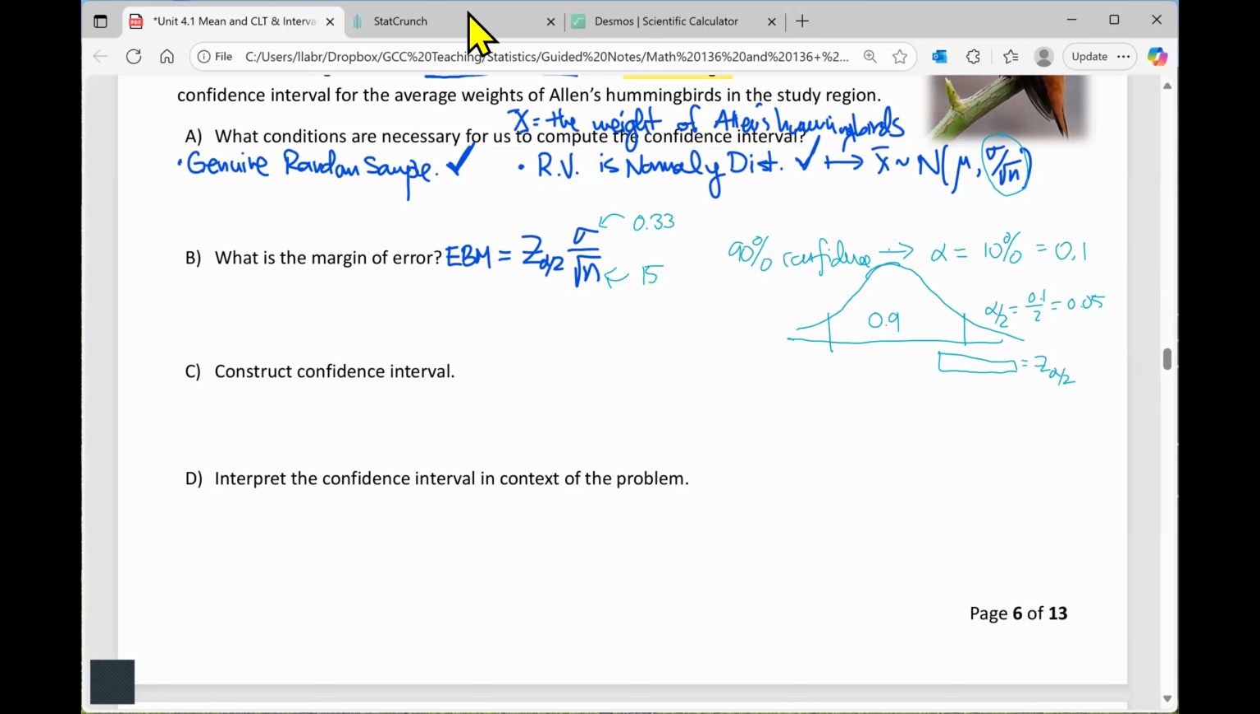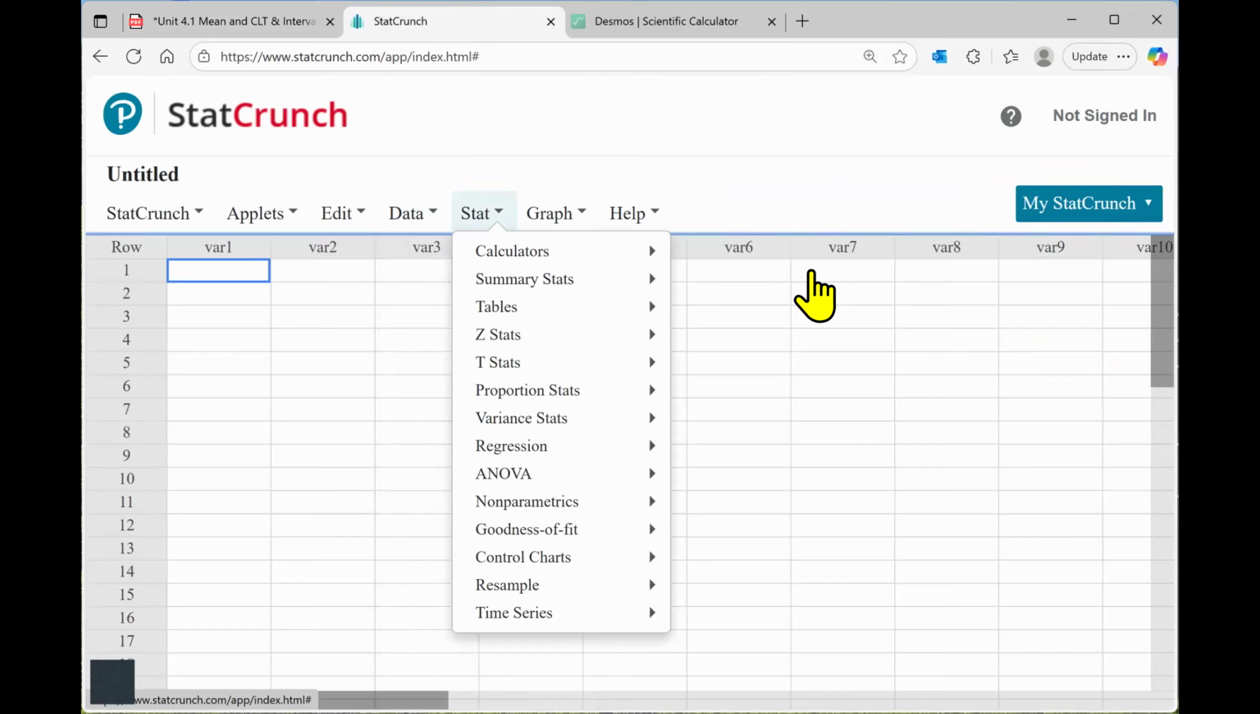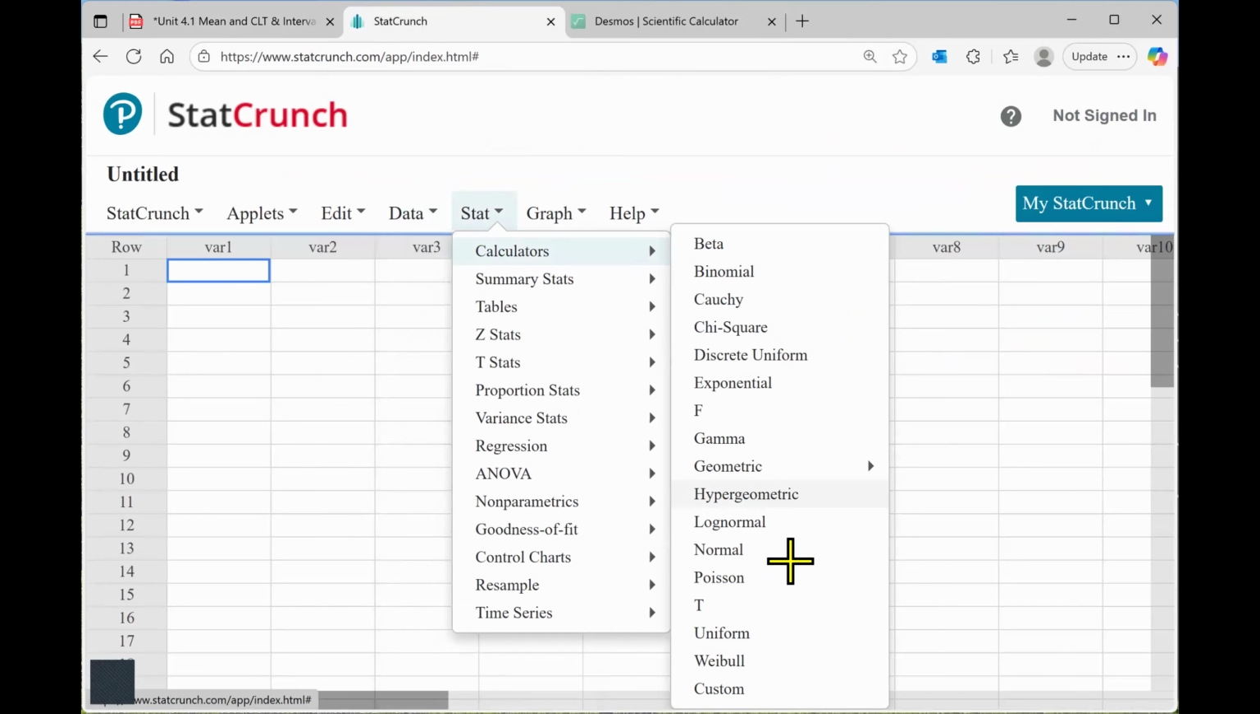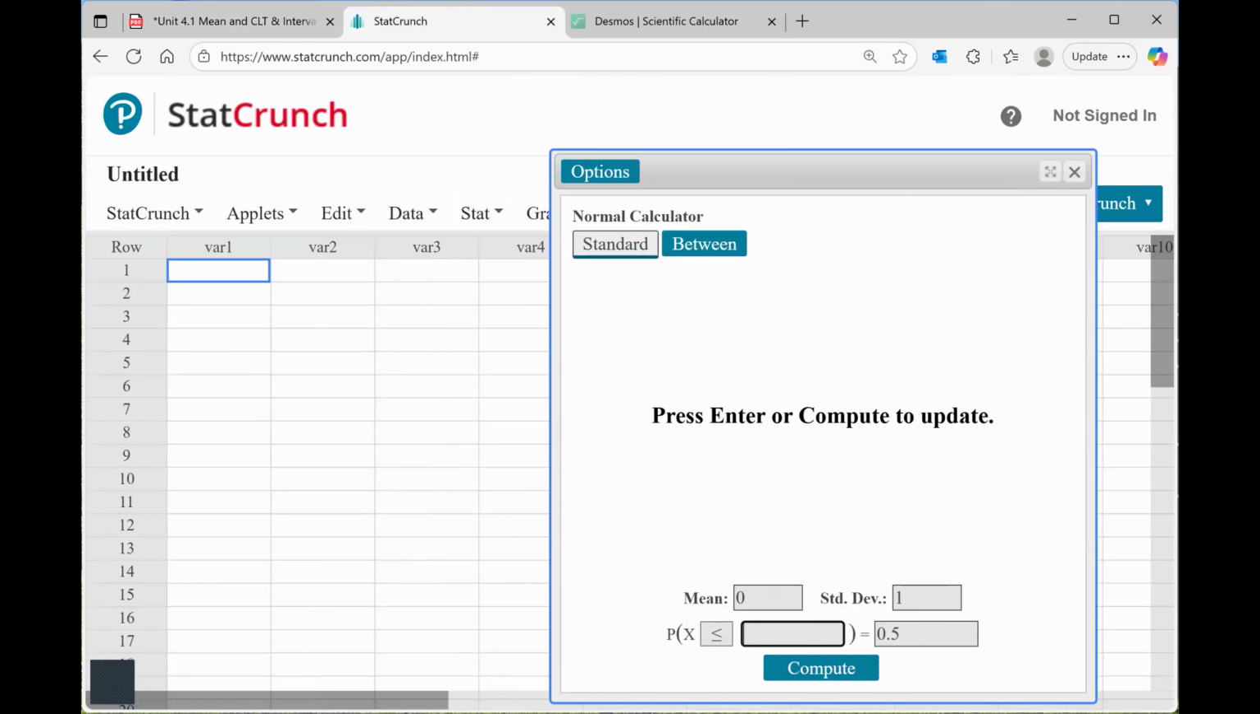Let's just go ahead and do that real quick in StatCrunch. We go to Stats, Calculator, Normal. Mean is 0, spread is 1. I don't know the value, but I do know the area to the right should be 0.05. Hit enter, and we get our value, 1.645.